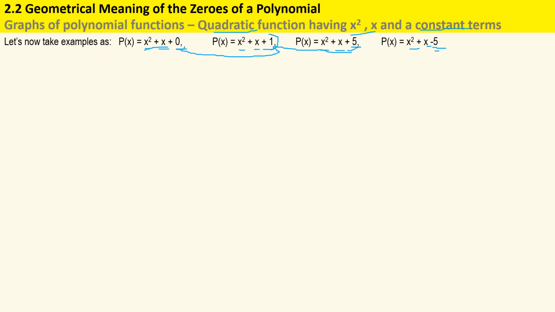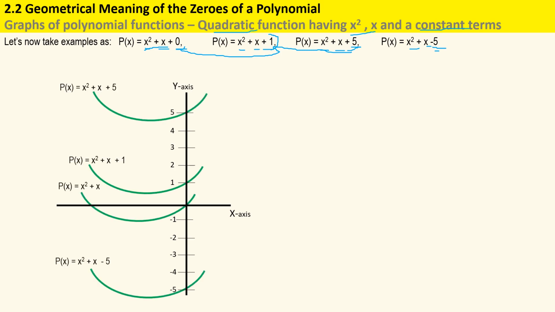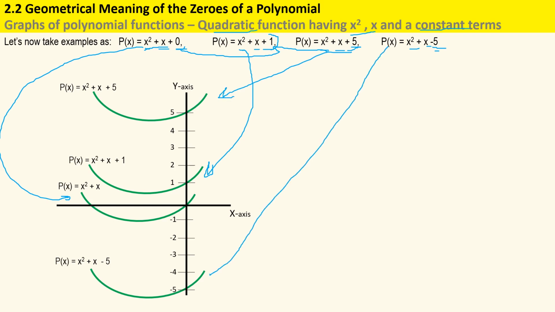And now let's see how their graphs look. So if we plot them on our usual x-axis and y-axis, these four functions will look like this. So the graph of x squared plus x plus 0 is plotted right here. Then x squared plus x plus 1 is plotted here, and x squared plus x plus 5 is plotted here, and the last function is plotted in here.